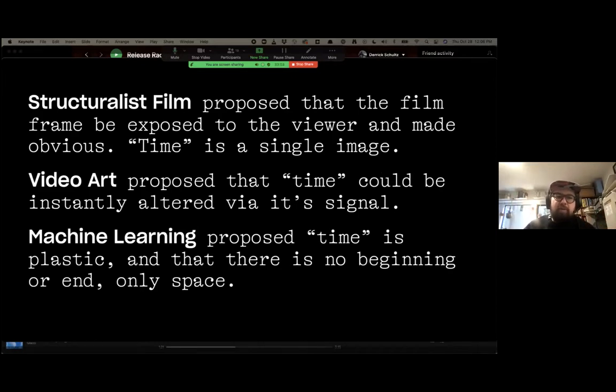For video art, it was this idea that time could be instantly altered or changed via the signal, right? So you'll see a lot of real-time video projects where people are altering colors or images or other things. And for machine learning, my proposition is that time is really plastic. There is no beginning and end to things. There's just this concept of the space that you're operating in. And maybe to give that as an example, I'll show the first film project I worked on, which is called You Are Here.